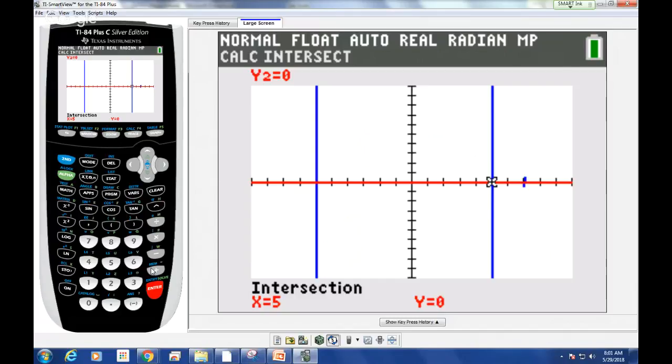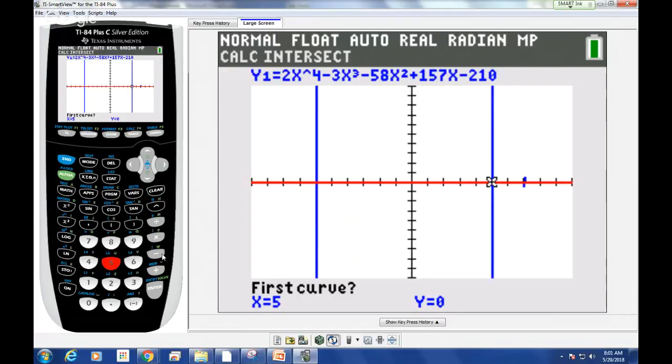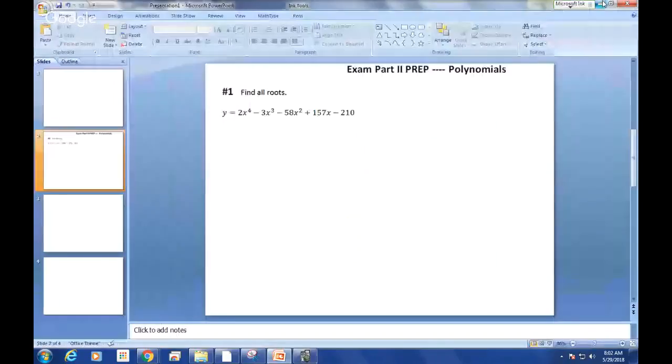And then I do it again. So I go second calc, intersection, which is option 5, and I hit enter twice. And this time, before I hit enter the 3rd time, I'm going to scroll all the way over so that my guess is closer to the other solution. And it tells me negative 6. So I get my two solutions so far. I get out of this.